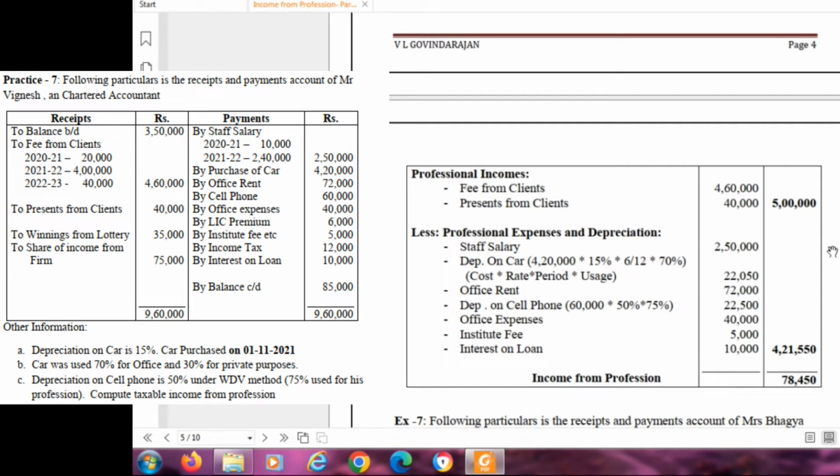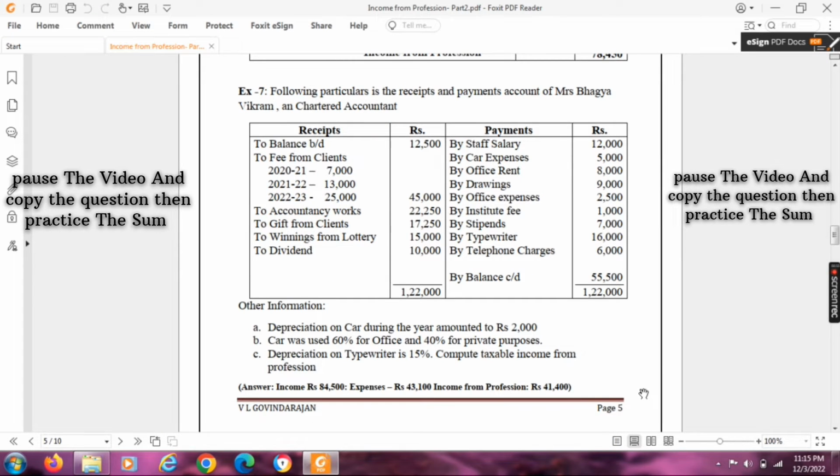Next one, institute fee, also professional nature. Next one, income tax, it's personal, leave that. Interest on loan, nothing was given, either personal or professional, so it will be treated as professional. So total professional income will be 5 lakh, total professional expenses will be 4,21,550. So the balance 78,450 is income from profession. In the same pattern, the listeners can practice exercise 7.